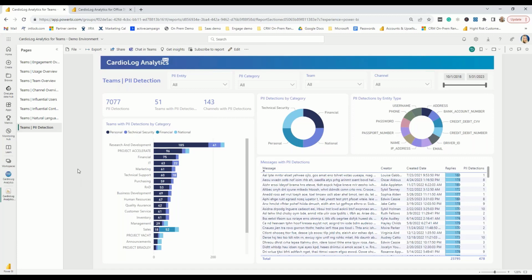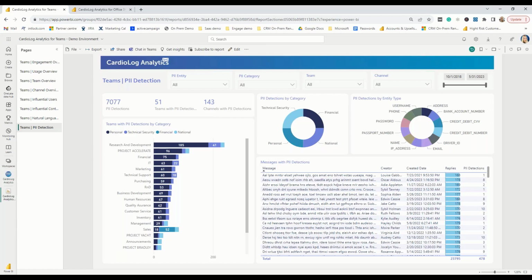for Microsoft Teams. What we present in this report is all the teams that have messages with PII information detected there. And we group it by different PII categories. There are many types of personal information, things like credit card numbers, usernames, passwords, driver license, all of these things. And they are grouped into categories such as personal information, national information, that could be passports, details, things like that, financial data, and also technical security. So we grouped all of this data into these known categories, and that is what we display in this bar chart for a team. So that you can understand in which teams there are PII detections and from which category.